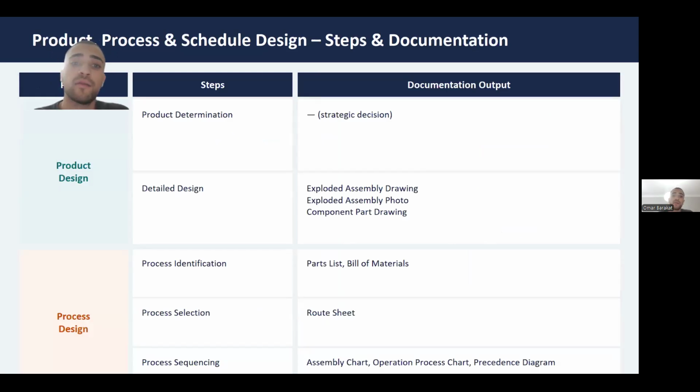Each phase has defined steps and produces specific documentation. Here's the full picture. This table is the roadmap for the next two videos. Today we cover product design. Video 2 covers process design in detail, including the parts and operation process charts. That's where the facility planner gets the operational data they need.